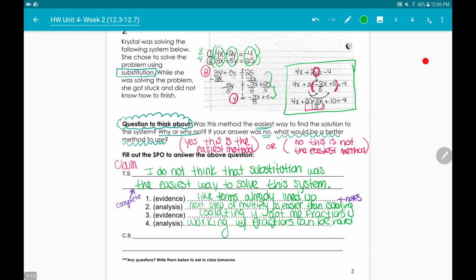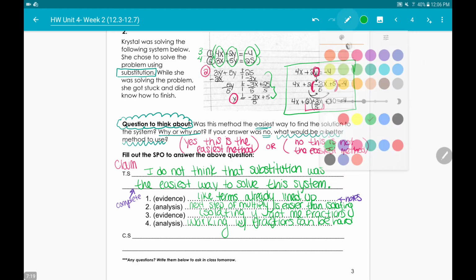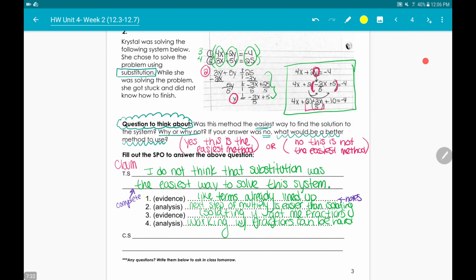Okay, so I made a claim. I do not think that substitution was the easiest way to solve the system. My first piece of evidence was like terms are already lined up. Okay, and my analysis supports my evidence. So when they're already lined up, the next step of multiplying is easier. Okay, next piece of evidence. I don't think this is a good way to solve the system because when isolating y, I got fractions. And the support for that is the reason why I don't want to work with fractions is because working with fractions can be difficult.